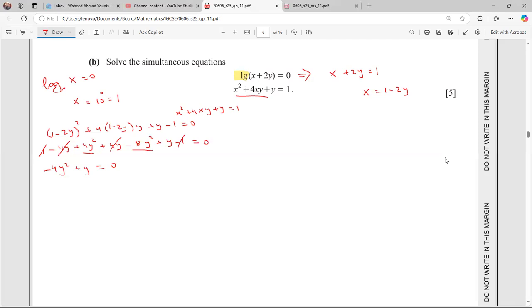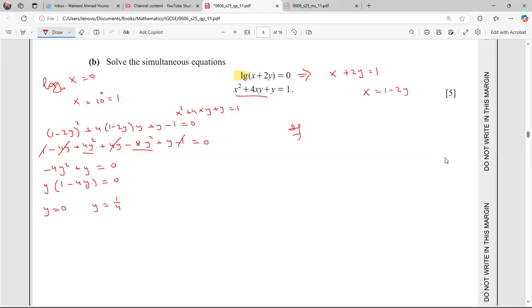Okay, so if I take y common, it's going to be 1 minus 4y equals 0. So from here we get the solution that y is equal to 0 or y equals 1 by 4. Am I right? Okay, so with this I can substitute it in here.